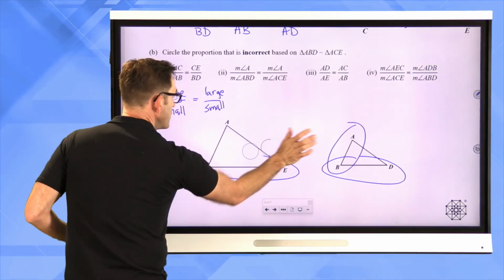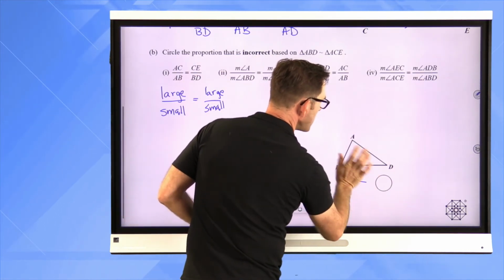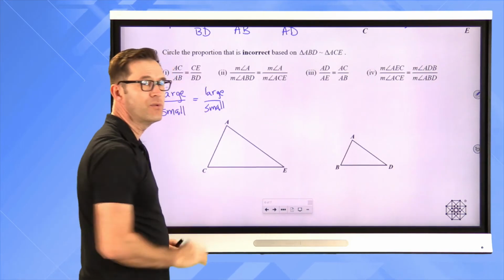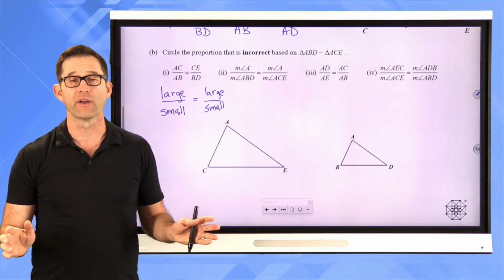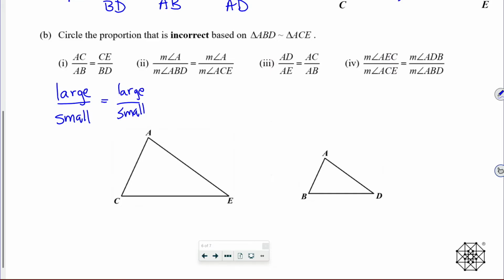Now don't forget, and this is really critical: when you dilate a triangle or any figure, the angles don't change. So in this one it says the measure of angle A divided by the measure of angle ABD. Let me circle that. The measure of angle A divided by the measure of angle ABD, that's this, is equal to the measure of angle A divided by the measure of angle ACE.